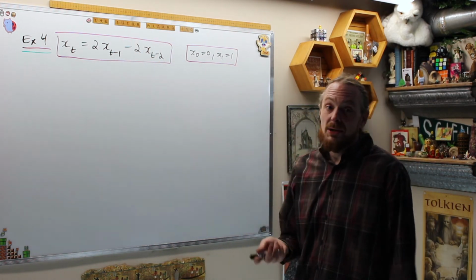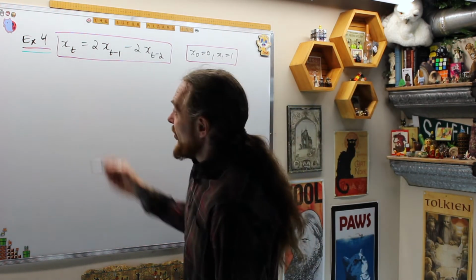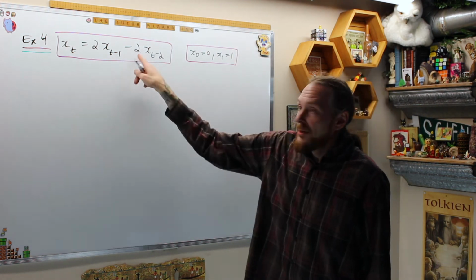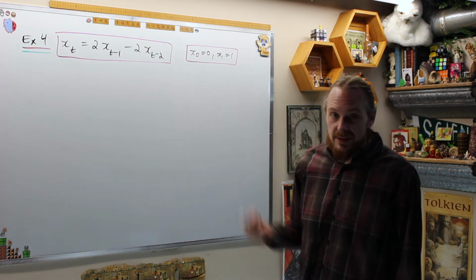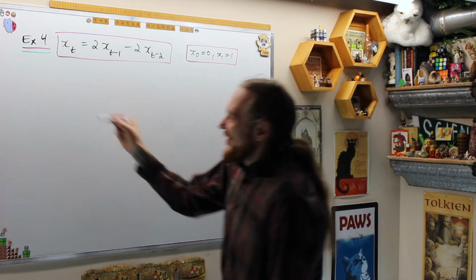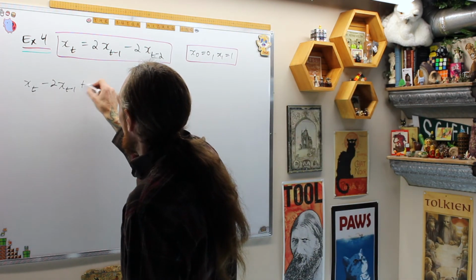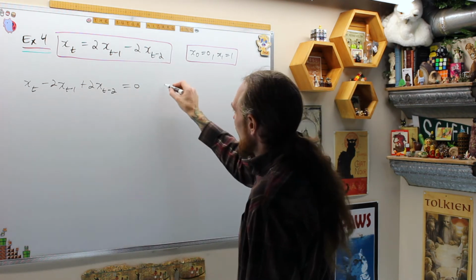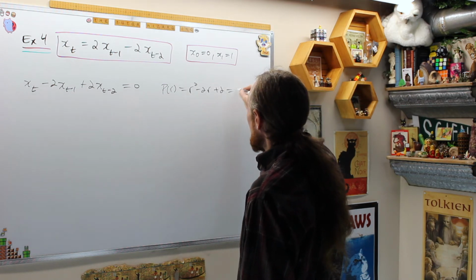Now we're going to get complex conjugates when we solve the characteristic polynomial. Just for completeness' sake, this is a second order constant coefficient linear homogeneous difference equation. Go through it every time and then eventually you'll know what all those terms mean. I have x_t minus 2 x_{t-1} plus 2 x_{t-2} equals 0. So that gives me my characteristic polynomial, which is r squared minus 2r plus 2 equals 0.